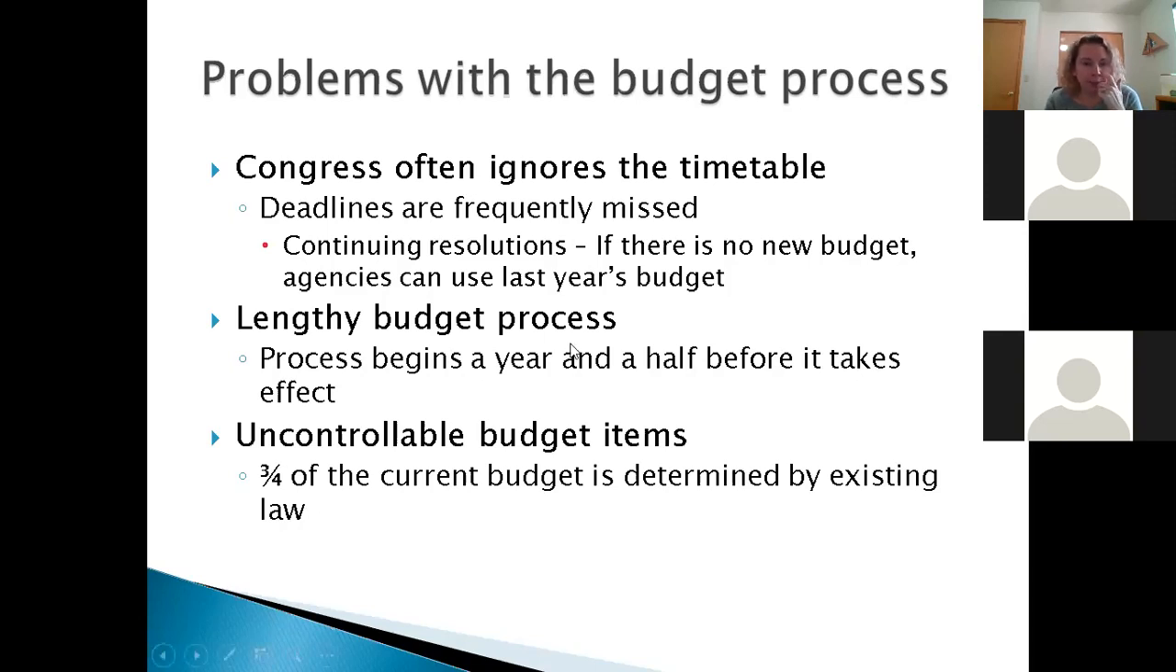Another problem with the budget is that really 75% of the budget isn't up for debate. It's money that's been allocated due to existing legislation or existing laws. That's going to be things like Social Security. That's going to be things, like I said, that are actual legislation that says we spend X number of dollars on such and such a project in such and such a way. So it's really only a quarter of the budget that's up for debate, and it still takes a year and a half. Pretty ridiculous, but it is the current system that we use.